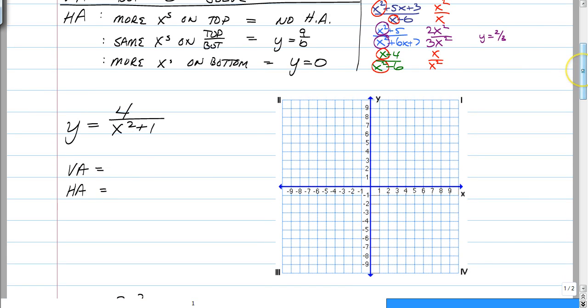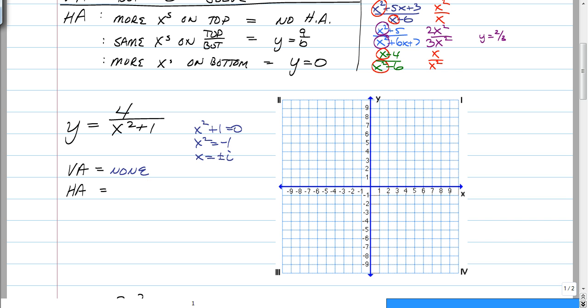So we're going to first look at the form, and to find your vertical asymptote you always set the denominator equal to 0. So for this problem, we have x squared plus 1 equals 0. x squared is equal to -1, so x is equal to plus or minus i. Now here's the thing: i is an imaginary number, so you can't graph a vertical line at an imaginary number, so this does not have any vertical asymptotes.